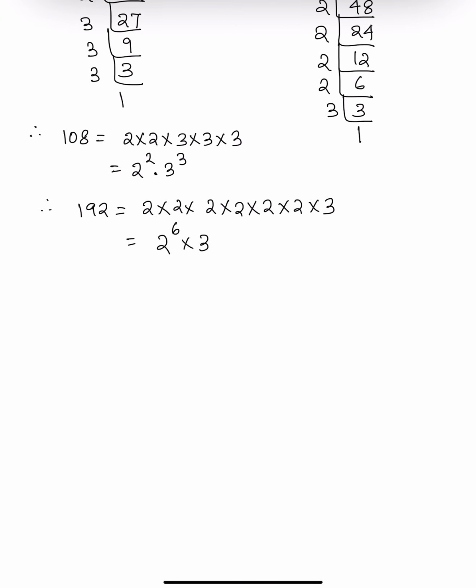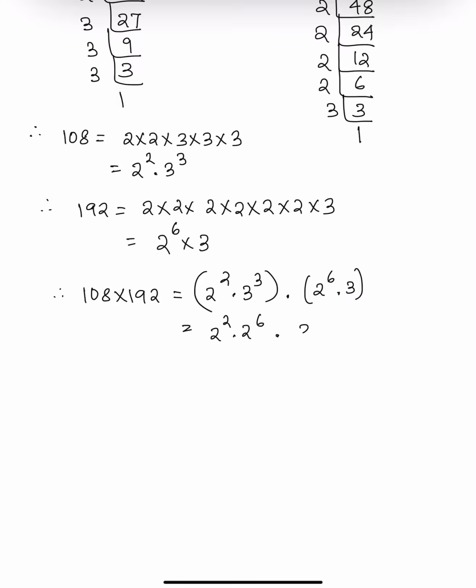So therefore 108 into 192 will be 2 square into 3 cube into 2 to the power 6 into 3. That is 2 square into 2 to the power 6 into 3 cube into 3. So that is 2 to the power 6 plus 2, 8, into 3 to the power 3 plus 1, 4. So this basically summarizes the main properties of exponents.